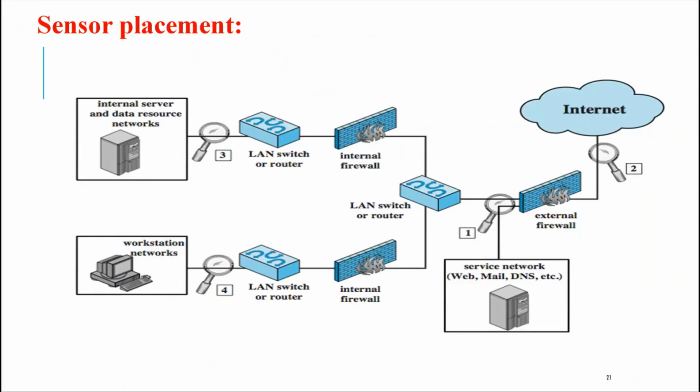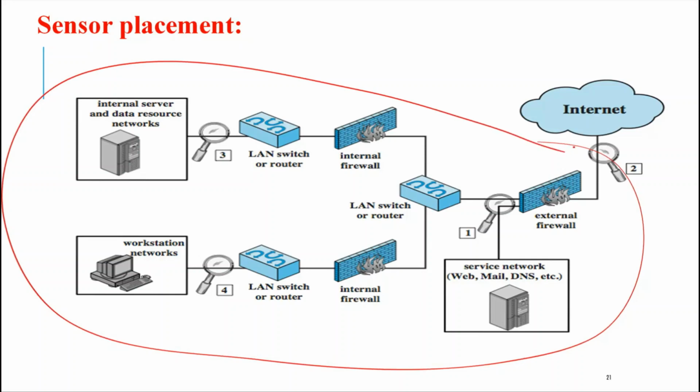Now the next one is sensor placement. Placement means where you can place these types of sensors in your network for the network intrusion detection system. You can see I have a local area network, and the entire thing is a local area network. The local area network is connected with the public network, the internet. Where can we place the sensors? We can place them in different places. The first sensor is kept outside the external firewall.